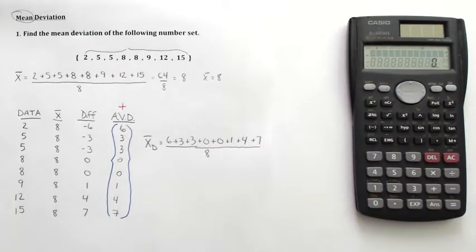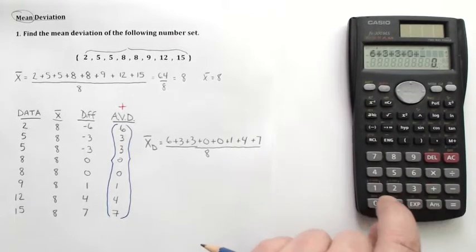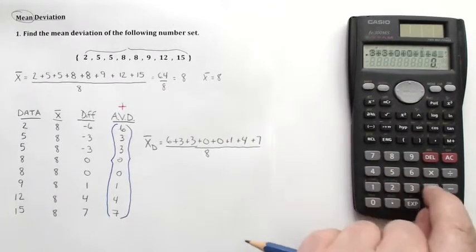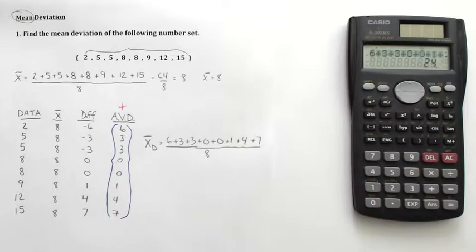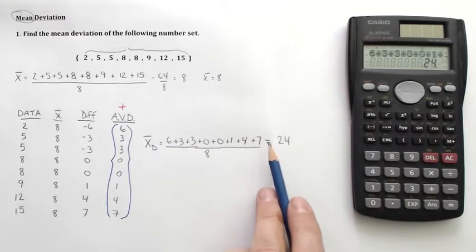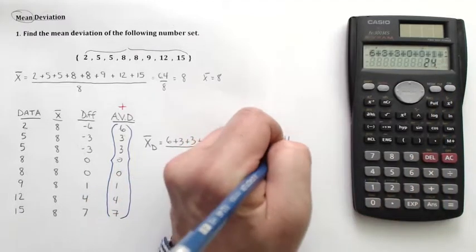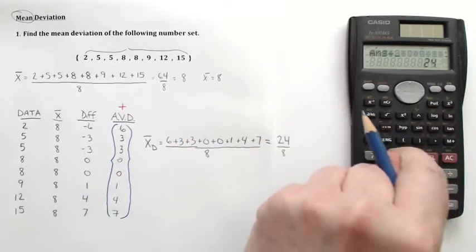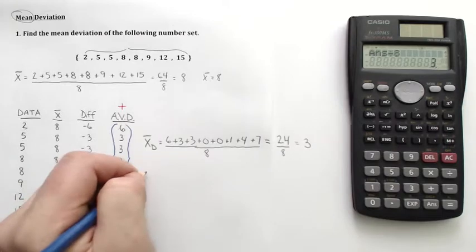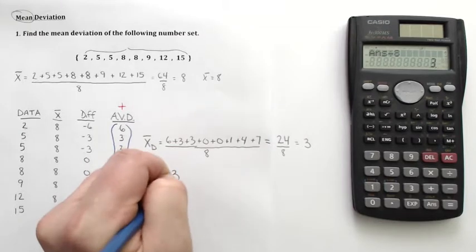Now, very careful, over on the calculator, 6 plus 3 more, plus 0, plus 0. I know adding 0 doesn't change anything on the top of the fraction. Plus 1, plus 4, plus 7 gives me 24. Don't forget, I had to hit that equal sign to make the calculator tell me the top of the fraction, 24. And now I can take that 24 and divide it by 8. And I'm going to get 3. And so the answer for the mean deviation is equal to 3.